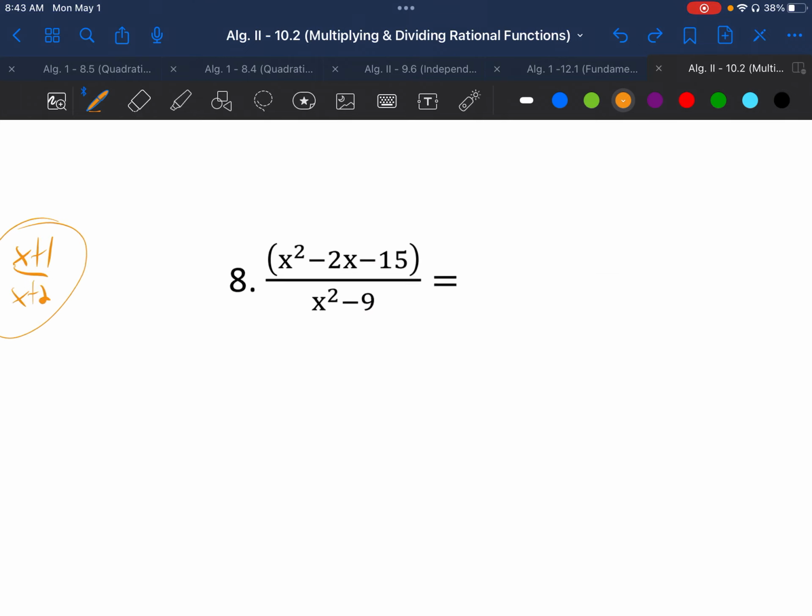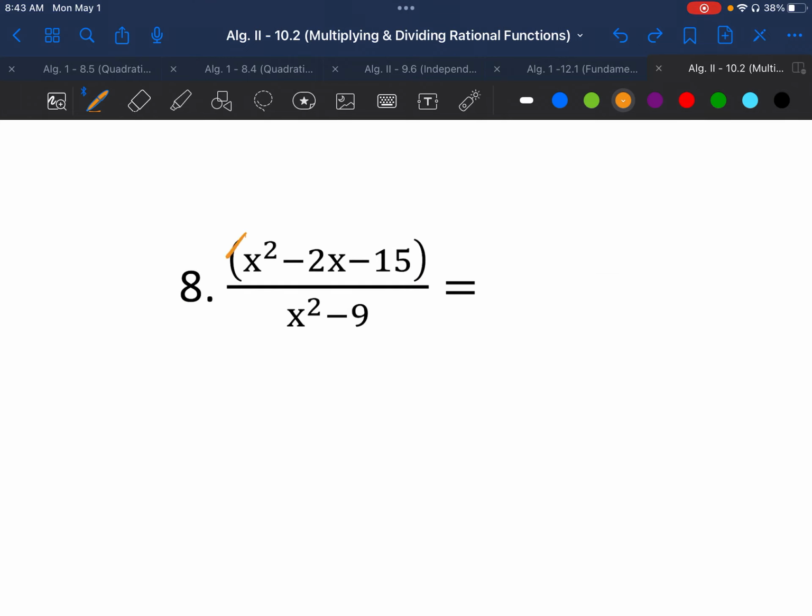All right, try number 8 on your own. And you can just ignore the fact that there's parentheses here, by the way. It doesn't affect it one way or the other. All right, number 8, the top factors into x minus 5 and x plus 3. The bottom factors into x minus 3 and x plus 3. And remember, your parentheses can be in any order at any time.